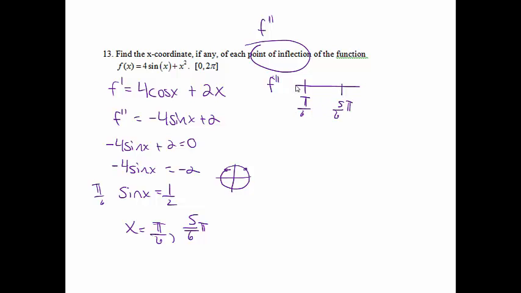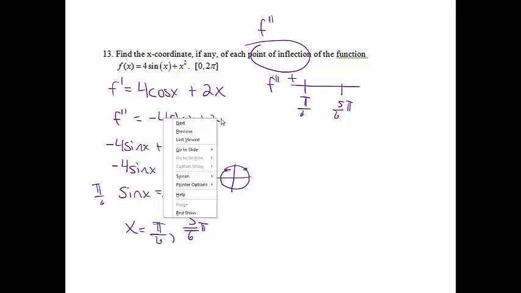Okay, before pi over 6, let's pick 0. So if I were to plug 0 into the second derivative, sine of 0 is 0, times negative 4 plus 2 is a positive number. Between pi over 6 and 5/6 pi would be pi over 2. The sine of pi over 2 is 1. 1 times negative 4 is negative 4, plus 2 is negative.